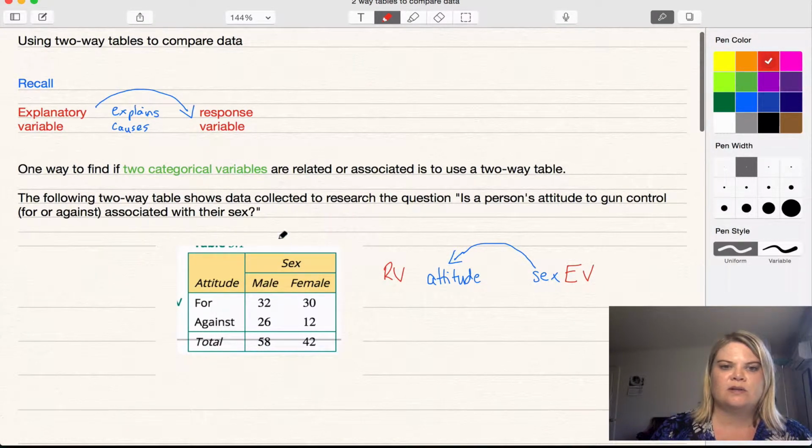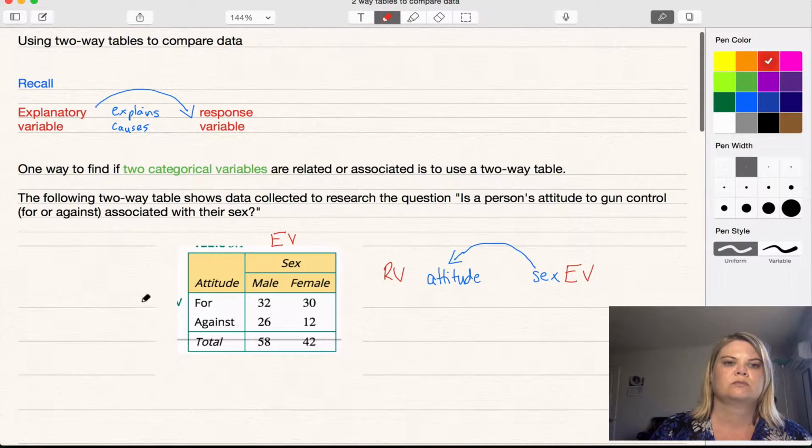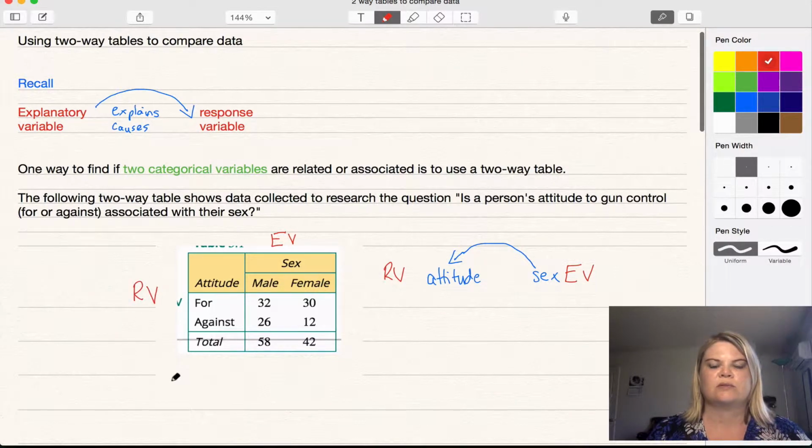Now that we know this, we know that sex is up here, so the explanatory variable is in columns, male and female here. So this is the total number of male people who were interviewed and the total number of female people who were interviewed. And the response variable is in rows. We could total up here to get 32 plus 30 is 62 people in total are for gun control. So that's our response variable.